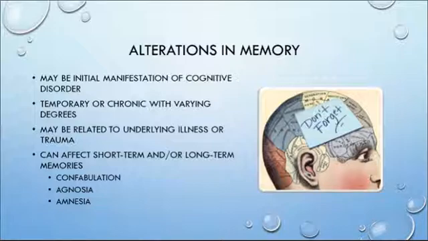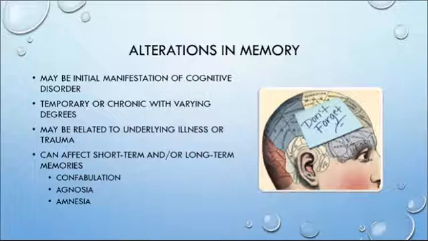Alterations in memory: it's quite a bit when we get into Alzheimer's or dementia, and may be the initial manifestation of cognitive disorder. It can be temporary or chronic. Temporary would be your delirium. It may be related to underlying illness or trauma, which is very significant. When you're doing assessments, you do not assume that it is a dementia or that it's because of old age. You have to do a full assessment of every possible contributing factor. It can affect short-term and or long-term memory.